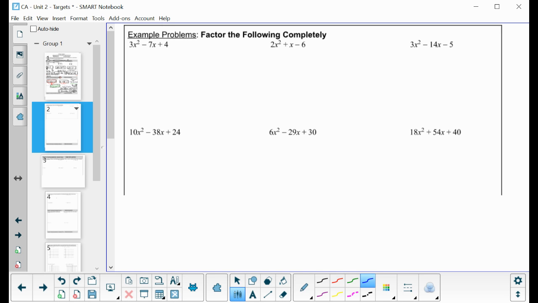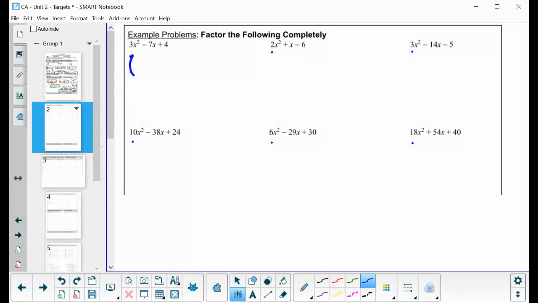Alright guys, let's do from Unit 2 our target 3, which is to finish factoring when the coefficient in front of the lead term is bigger than 1. So sometimes you have to look for a GCF, and sometimes you just have to break down into 2 binomials.